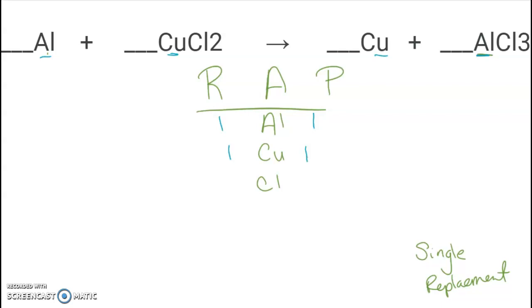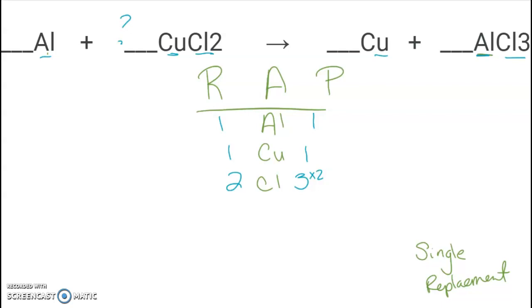Then we have 2 chlorine on our reactants and 3 chlorine on our products. So that one's not equal. And we want to know, what can I multiply these chlorine by to get them to equal the same number? What do 2 and 3 have in common? If you multiply it by 1, it's just going to stay the same. If we were to multiply 3 by 2, that would give us 6. So 2 and 3 both go into 6.